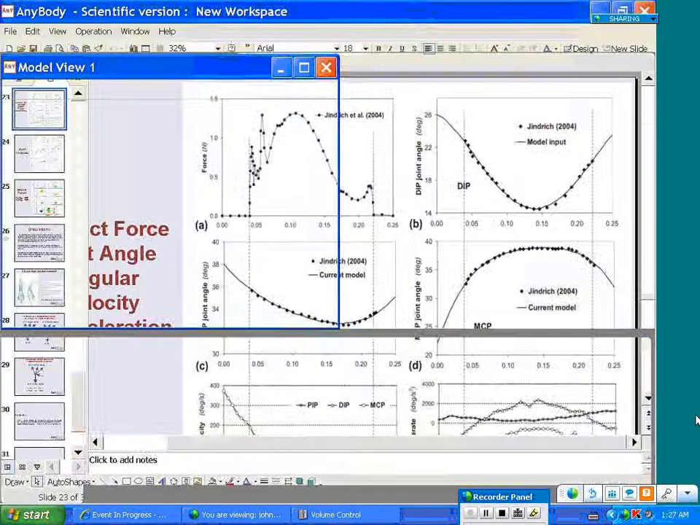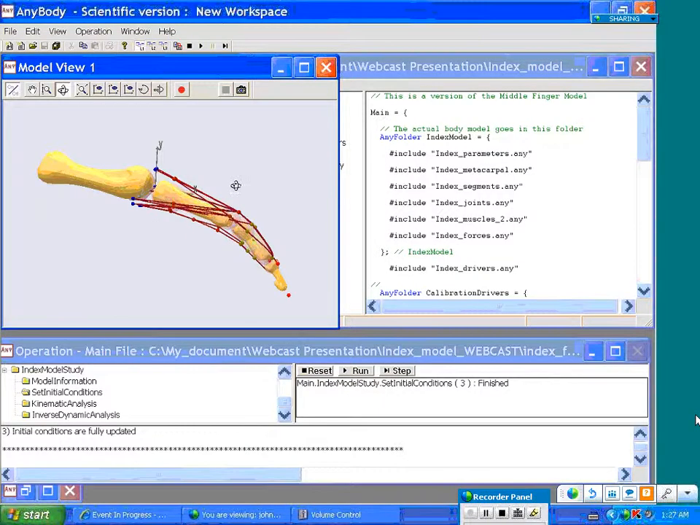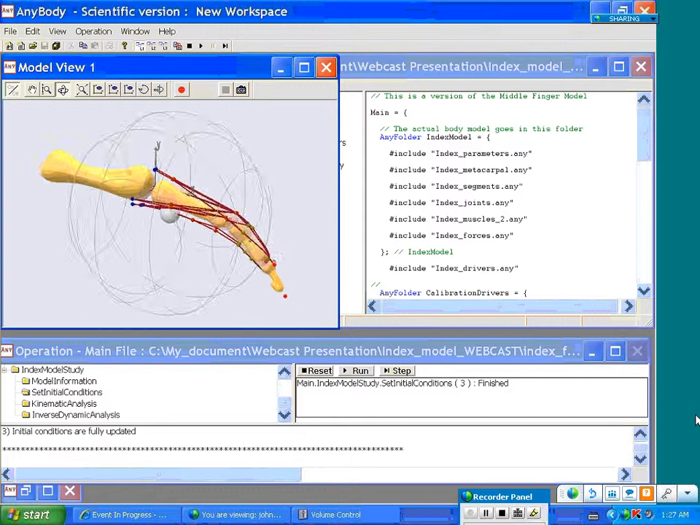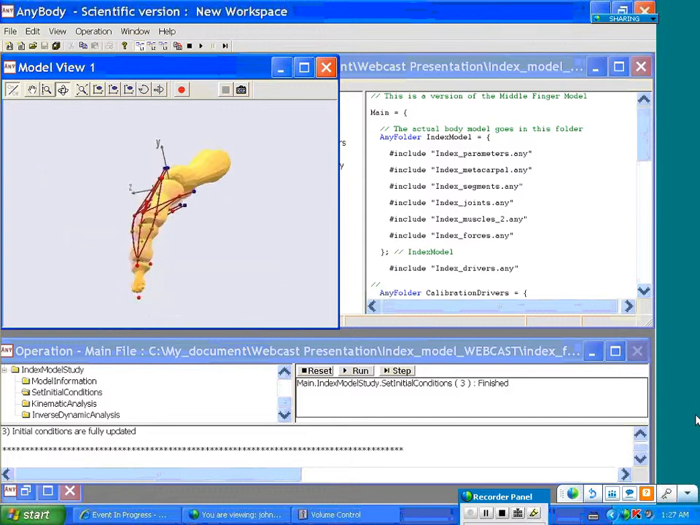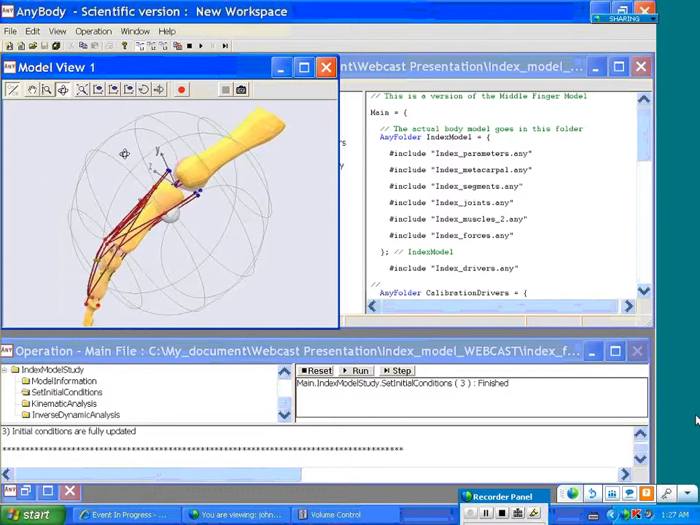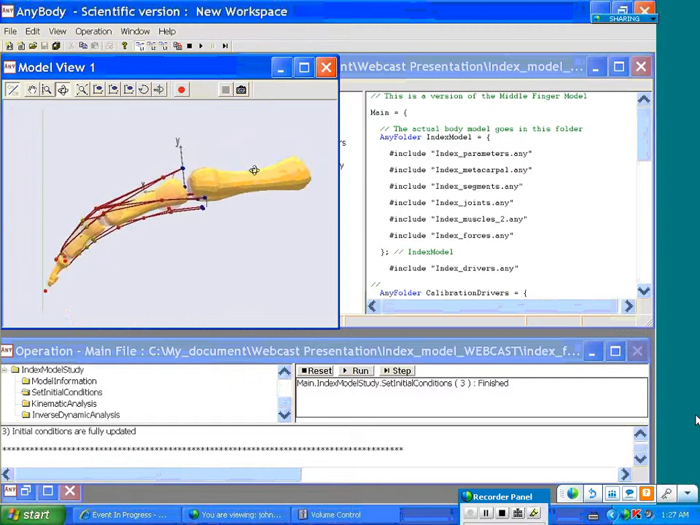Here I show the model. I have calculated all the results there. I want to just show you the structure of the model, how it looks. All these bone sections are scanned, the input.